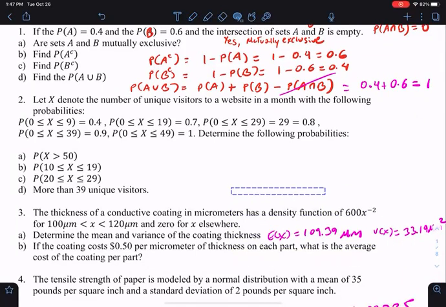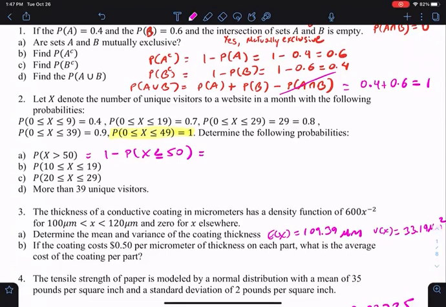The next one is asking you to find the probability of, well, they said let X be the number of unique visitors to a website in a month with the following probability. So probability of X greater than 50 is 1 minus the probability of X less or equal than 50. So since we don't have that probability, we use the probability that is very close to that. So that's 1 minus the probability of X less or equal than the random variable, and X less or equal than 19.